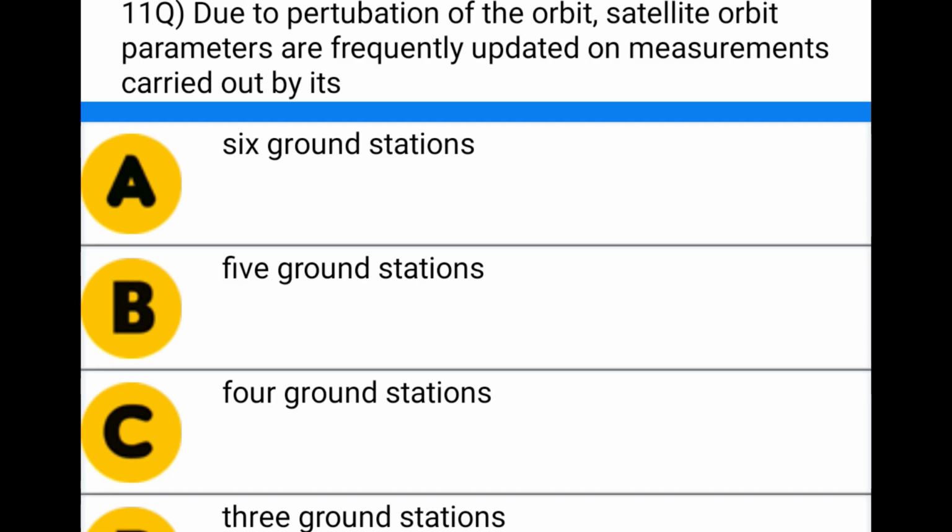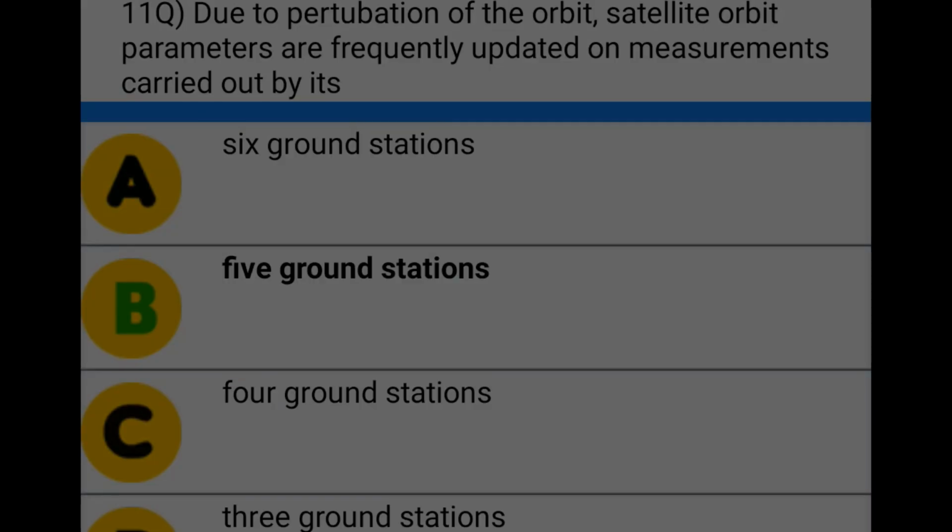Next question, due to perturbation of the orbit, satellite orbit parameters are frequently updated on the measurement carried out by aids. Option A 6 ground station, option B 5 ground station, option C 4 ground station, option D 3 ground station. The correct answer is option B 5 ground stations.